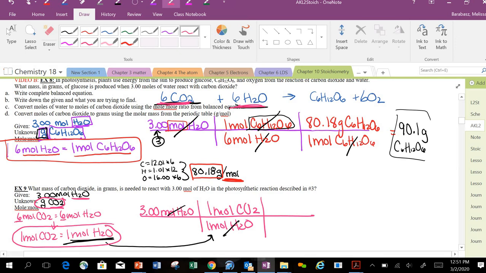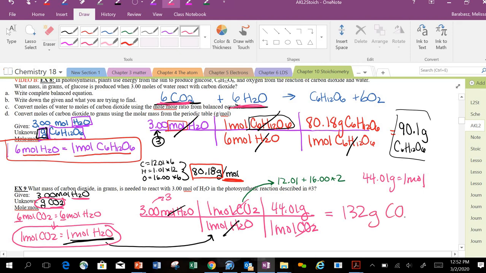So we need to find the molar mass of CO2. We do 12.01 plus 16.00 times 2, and we end up getting 44.01 grams in 1 mole. So that's our molar mass. We're going to put the 1 mole of carbon dioxide on the bottom, which means the 44.01 grams goes on top. Moles cancel out, and we're left with grams. We would want 3 sig figs, so our answer would be 132 grams of CO2.